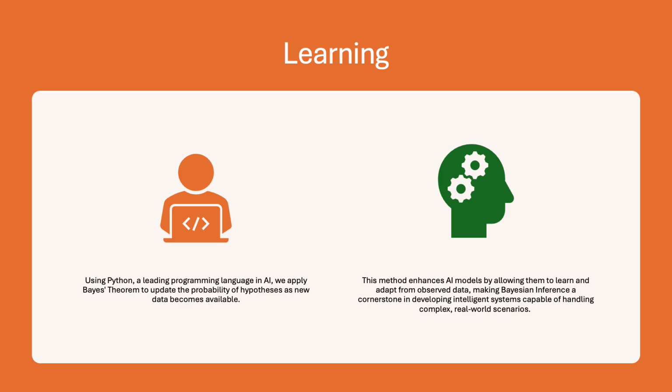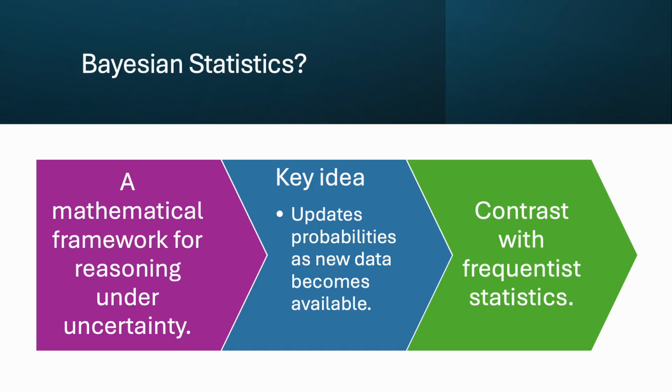Using Python, a leading programming language in artificial intelligence, as we are all aware, we apply Bayes' theorem to update the probability of a hypothesis as new data becomes available. This method enhances AI models by permitting them to learn and adapt from observed data, making Bayesian inference a cornerstone in developing intelligent systems capable of handling complex real-world scenarios. Bayesian statistics. Let's look into this in a little bit more depth.